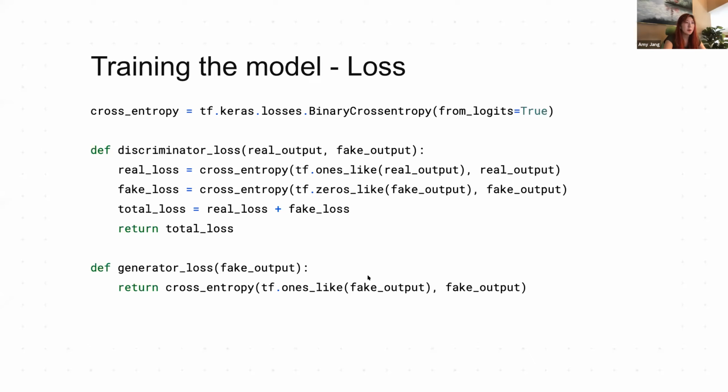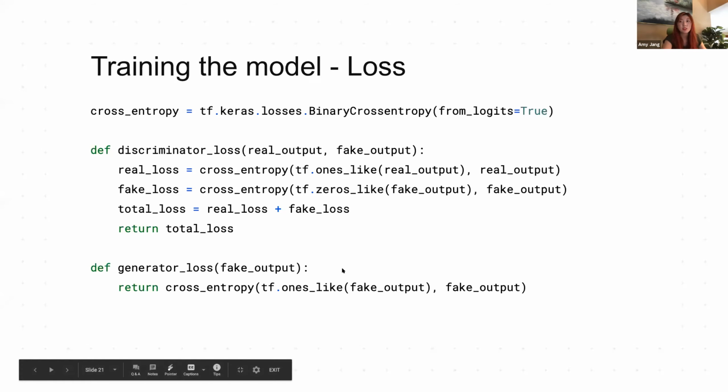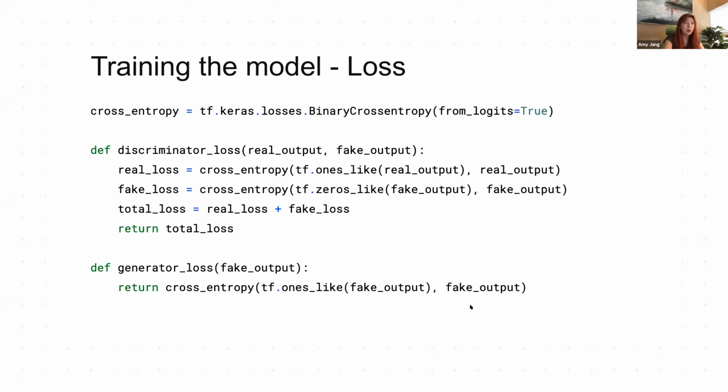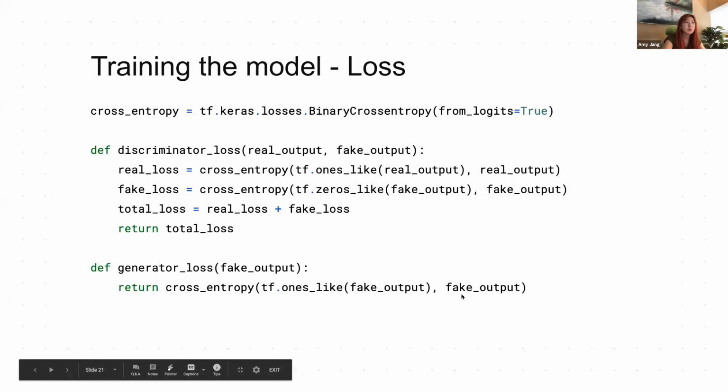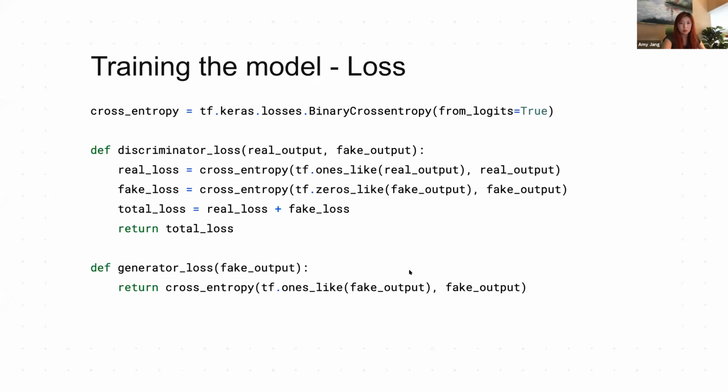For the generator loss, we want to confuse the discriminator. We want the generator to make the discriminator think it created real images and not generated images. So you have a fake output, and you compare that to ones, because that's what the generator wants it to be, predicted as real instead of fake. And that's the loss function for the generator as well.